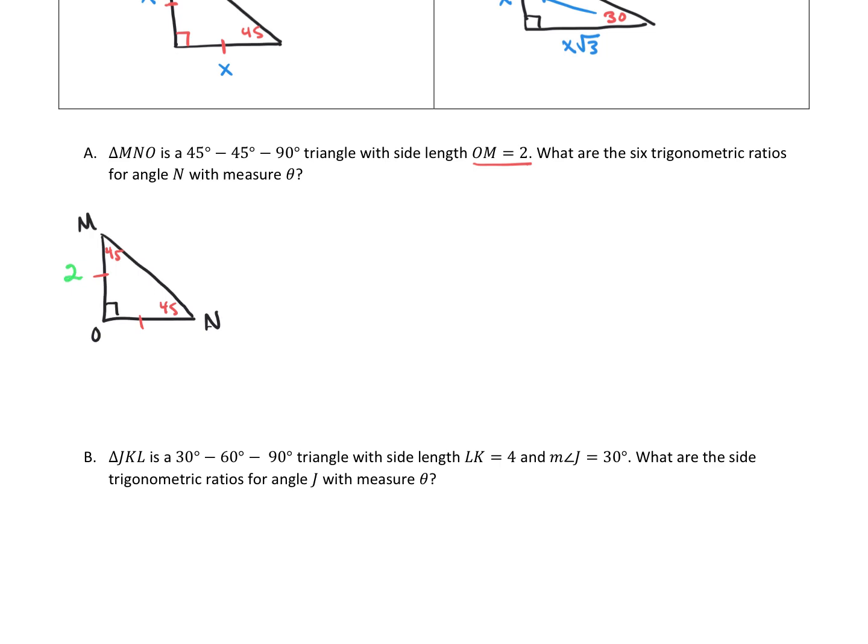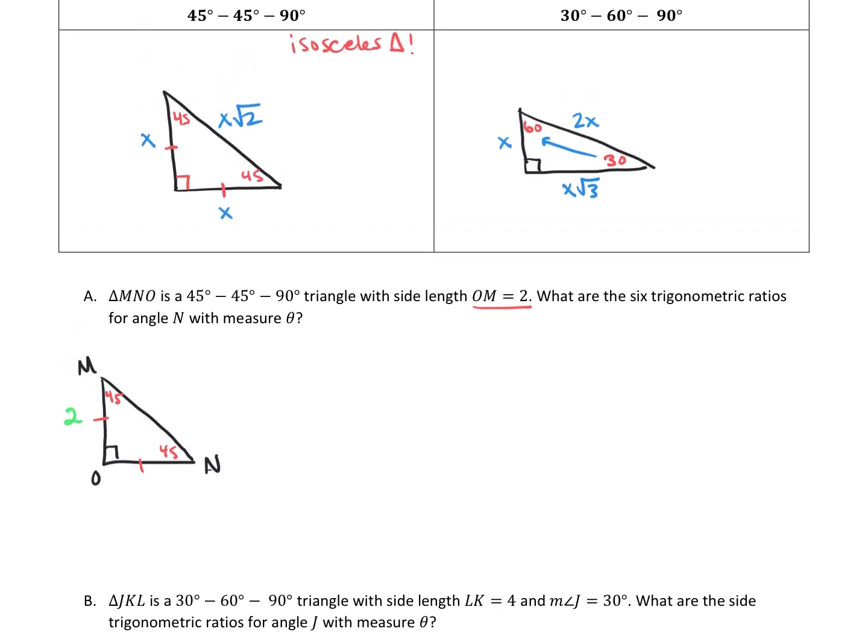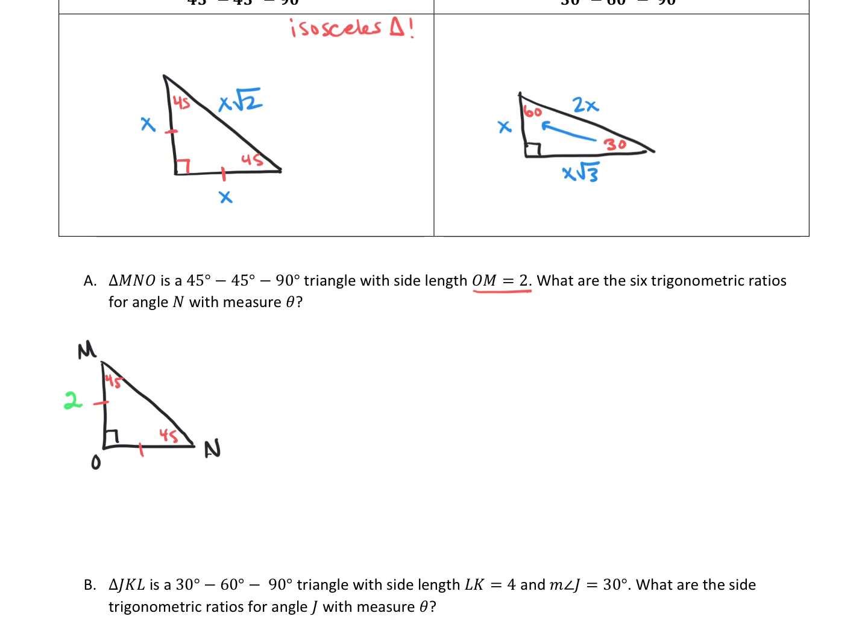All right, so if we look at our 45, 45, 90 triangle above, what else do we know? Well, we know that it's isosceles, so these two sides are going to be the same length, so this must be a 2. And then we know that MN is going to be that side length times root 2. So 2 times root 2. Again, we could have found that with Pythagorean theorem, but because it's a 45, 45, 90 triangle, it's going to work out that way every time.